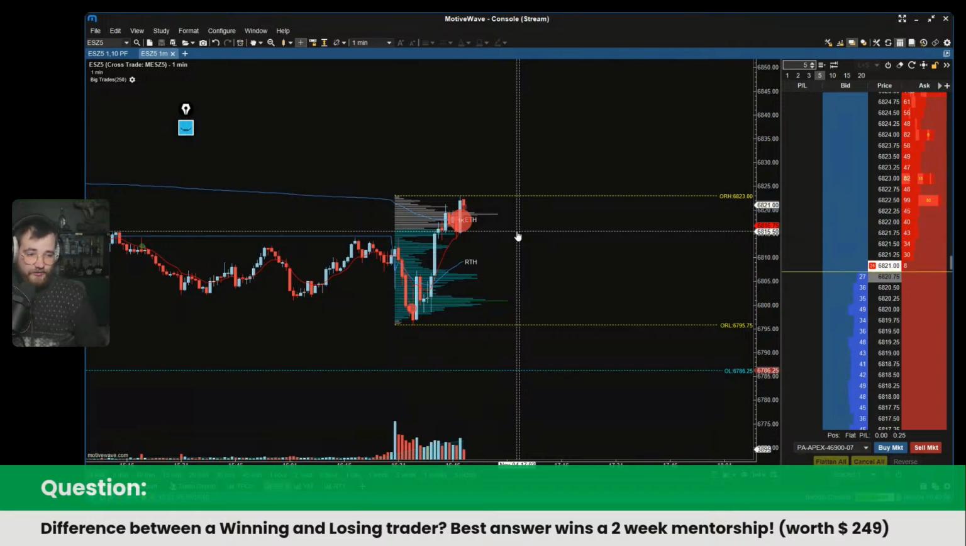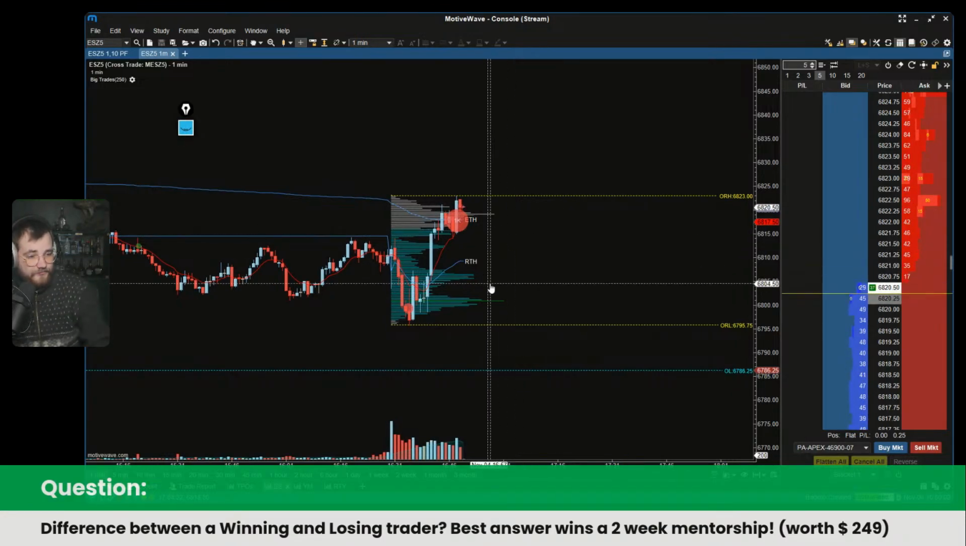Let's see if this 1K lot gets stuck here. A huge seller here at VWAP specifically, but the market did not react in any way or form yet to the downside, even if we had that huge seller right there. So we'll see what happens. Maybe this huge seller is playing to capture the overnight statistic. Who knows?